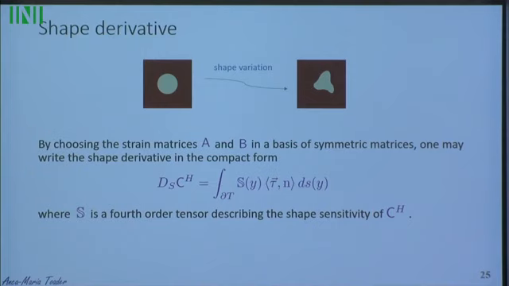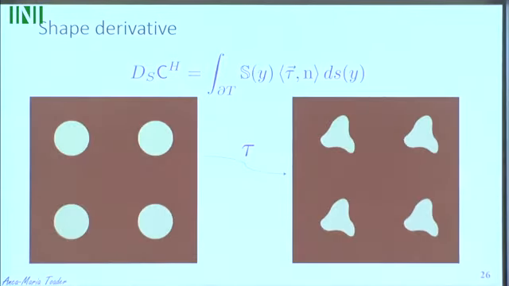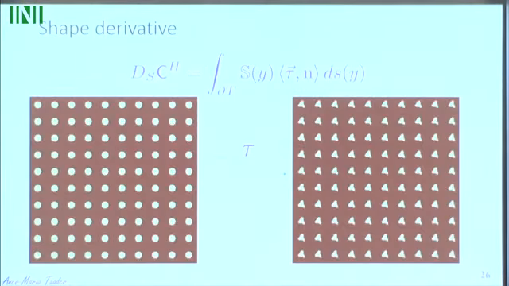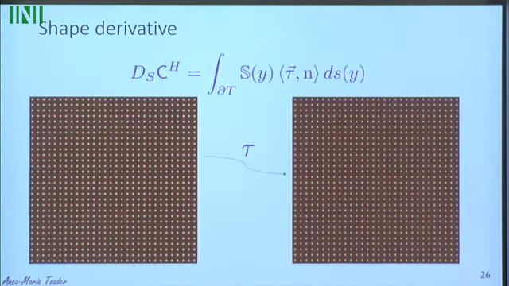And it is possible to write it in this compact form by choosing here two A and B in basis of symmetric matrices. Here S is a 4th order tensor that describes the shape sensitivity. And here is an animation to give an idea of how a variation in shape may influence the homogenized tensor.